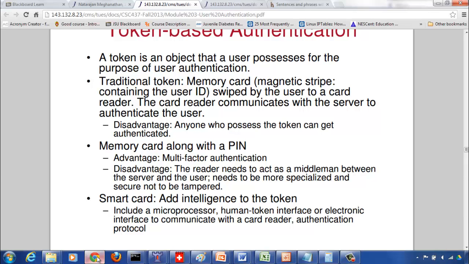Okay. But of course, it's not secure, because if you lose the card and someone else takes it and swipes the card, then that person also can get in. So that is the drawback of the traditional token based approach, or memory card based approach.